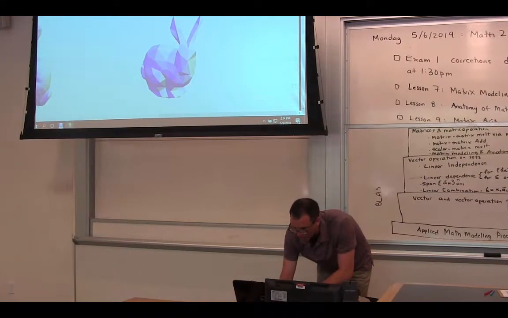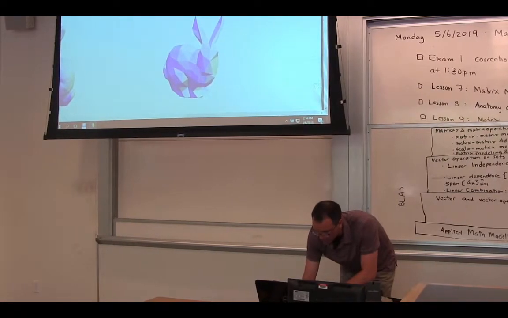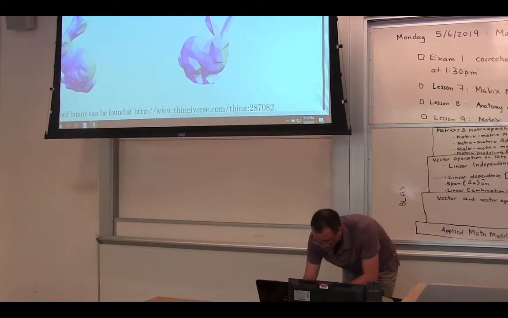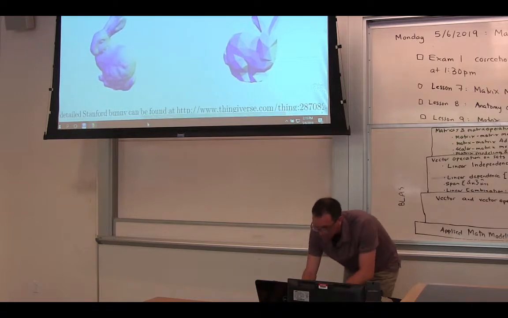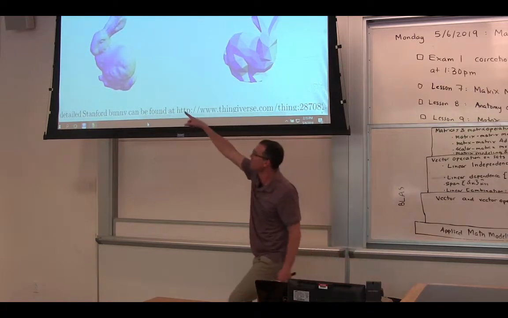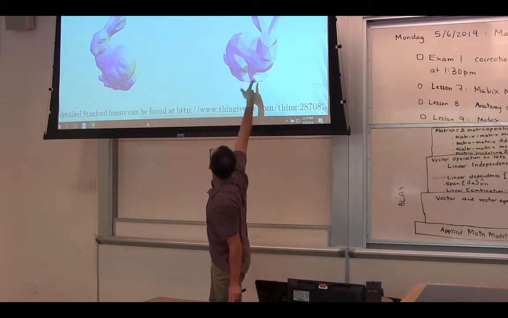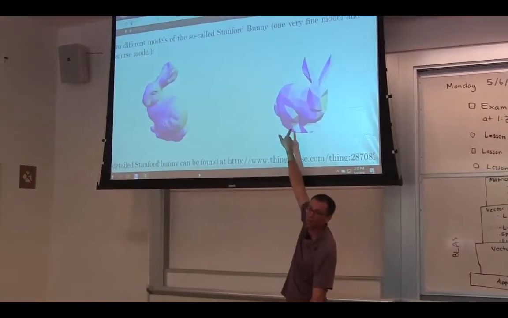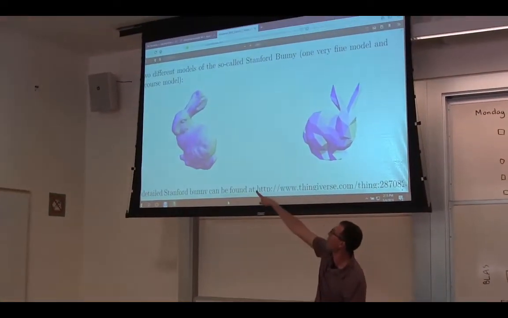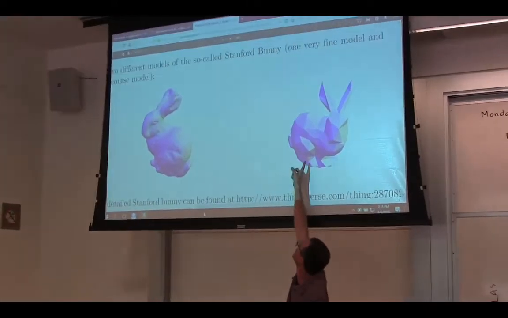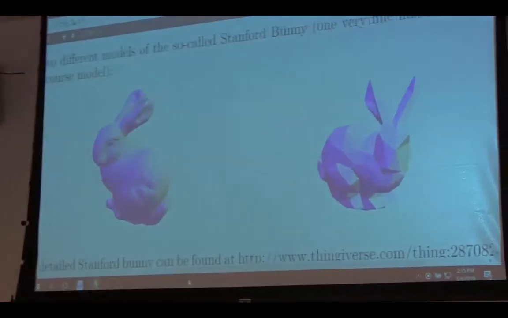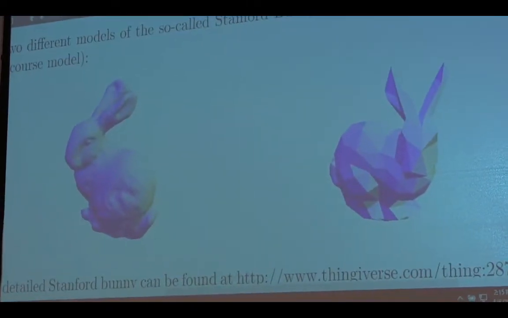This is the Stanford bunny, that models, or that kind of is a really famous visualization for model order reduction. Claim: the thing on the left is a set of vertices and a set of triangles. The thing on the right is definitely a set of vertices and a set of triangles. They look really, really similar. That thing has millions of vertices. This thing has like tens, right? Which is kind of cool.